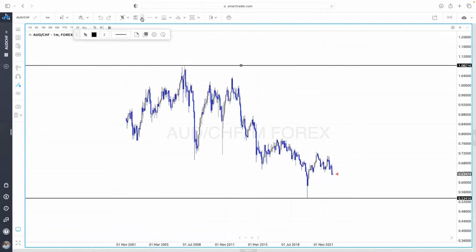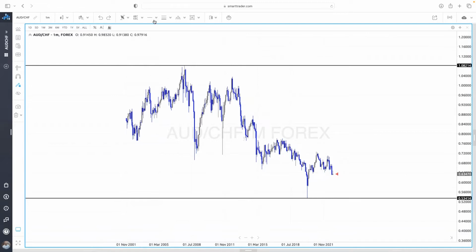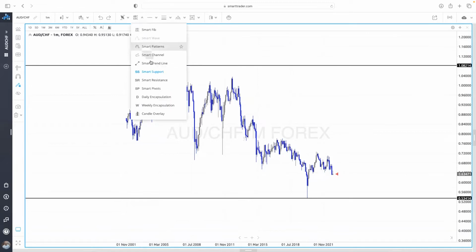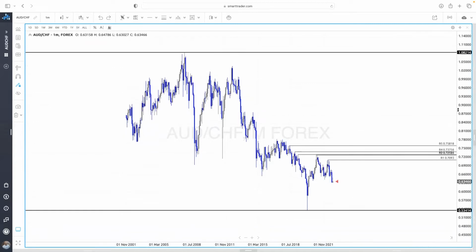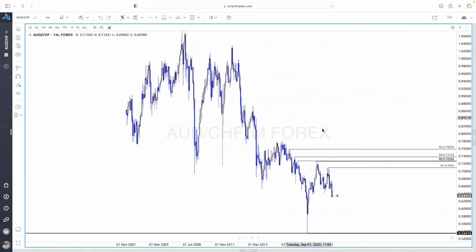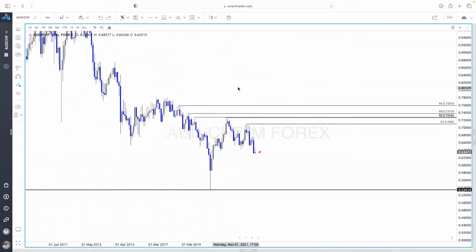Next, we bring in our support and resistance on the monthly time frame. Now, when identifying support and resistance, Smart Trader has technology that's built in that allows you to identify these levels really, really simply. But the definition of support and resistance is a 5-candle formation, right?